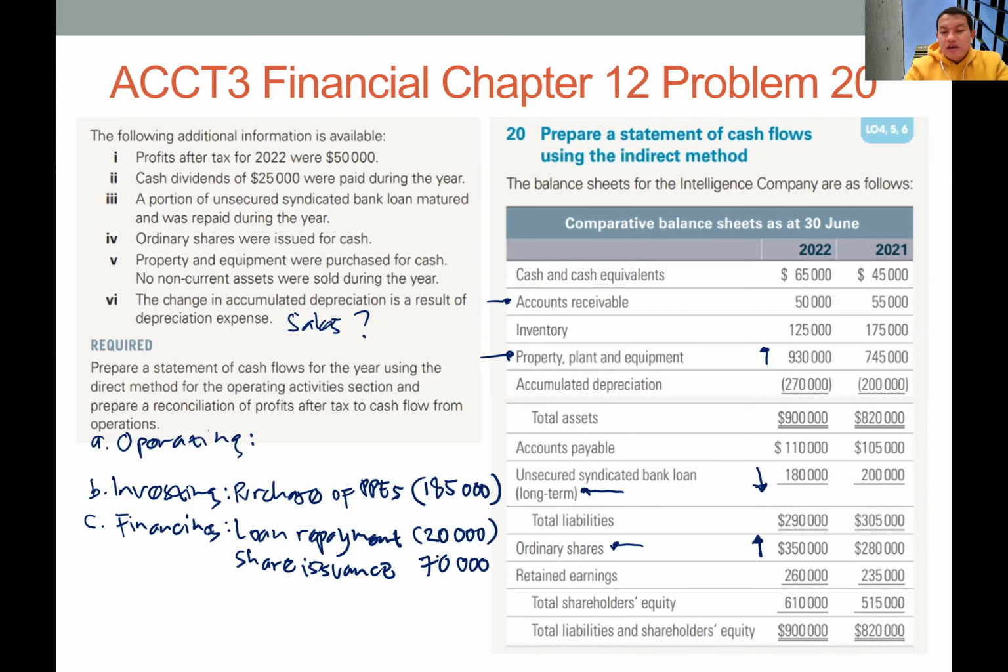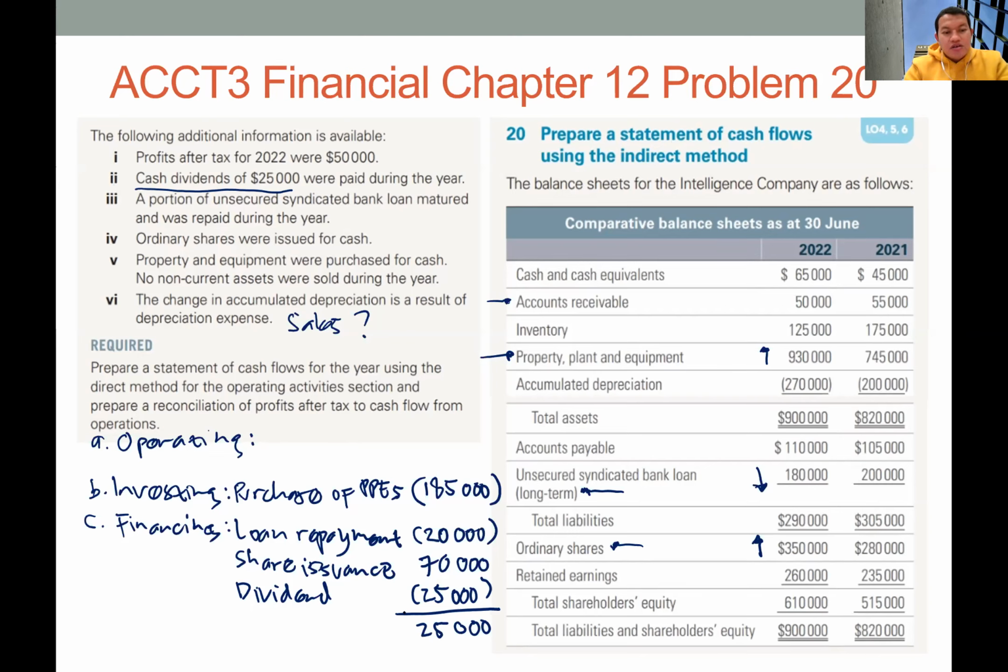Lastly, let's check whether we have a dividend. Oh yeah, we have a dividend. So we have cash dividend of 25,000. So we have dividend for minus 25,000. Okay, so this is the net cash flow from financing activities. 70 minus 45. So we have 25,000 in the balance.